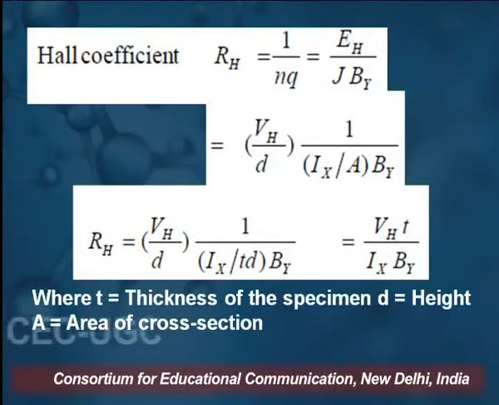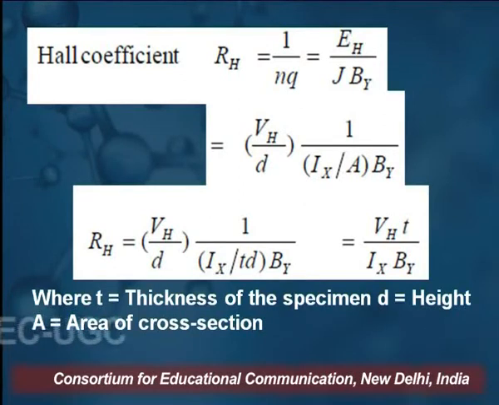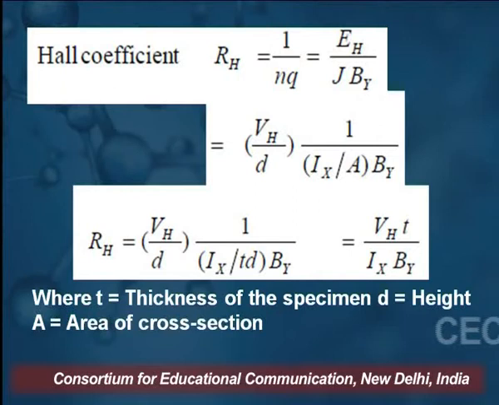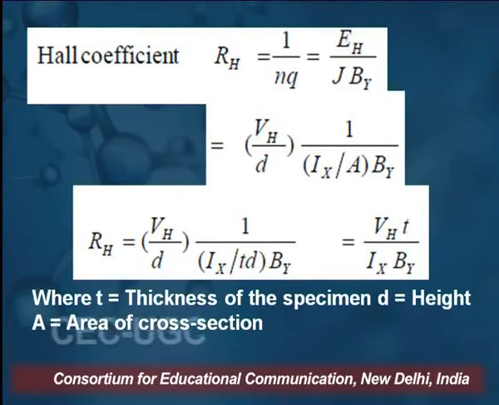So the Hall coefficient RH is equal to 1 by NE, where we take e for the charge carrier electrons and h for the holes, and here we represent the charge carriers by q. So RH is equal to 1 by NQ, which is equal to EH by JBY. J is the current density, E is the electric field, and BY is the magnetic field.